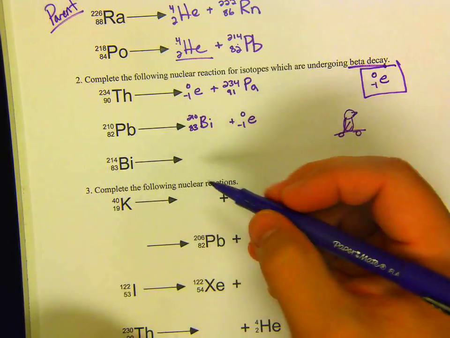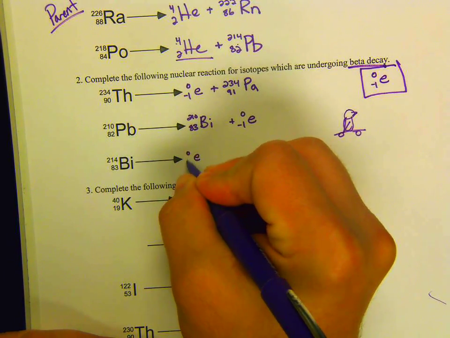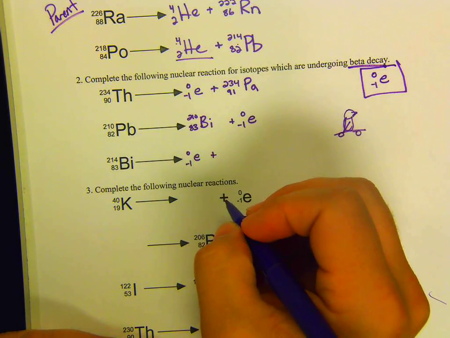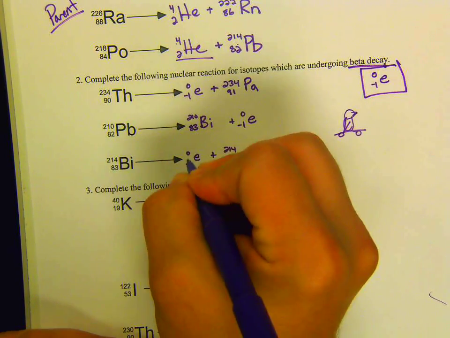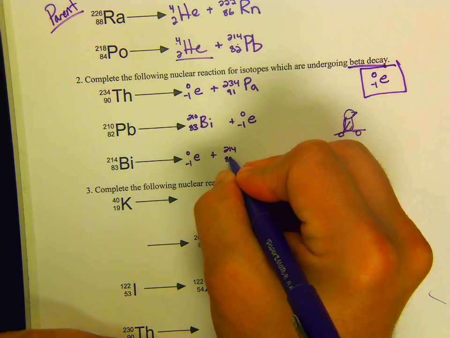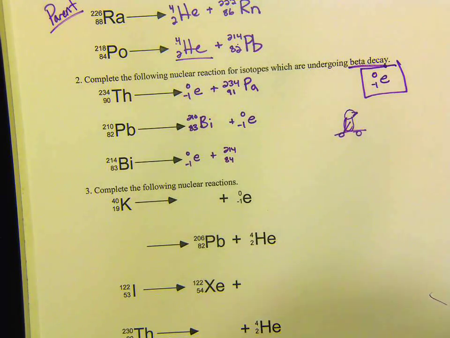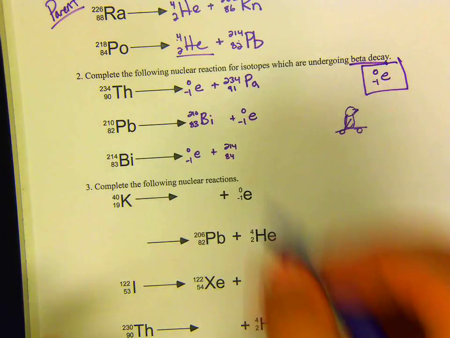Okay, we ready? So what's that beta particle again? E0 over -1. What does bismuth-214 turn into when it undergoes beta decay? Well, 214 plus 0 equals 214. And then 84 plus -1 equals 83. And element 84 is polonium, Po.